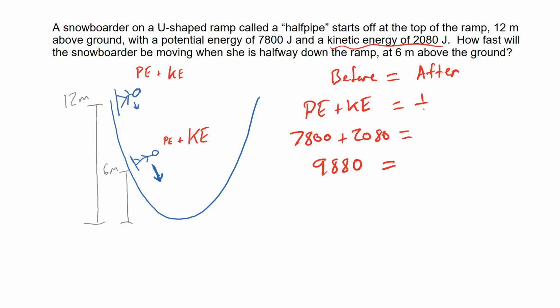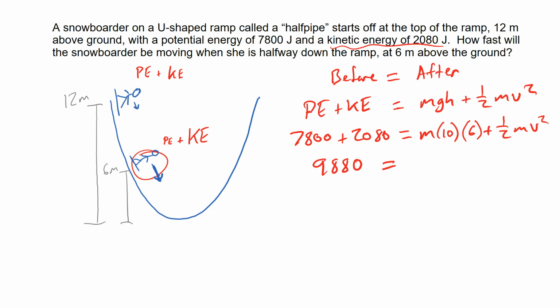Okay. At the end of the problem, when the snowboarder's halfway down the ramp, we know that she's got potential energy, which is equal to mgh, and she also has kinetic energy, which is equal to 1/2 mv squared. So we've got to plug in everything that we have. Now we don't know her mass, so I'm going to keep that as a variable for now. But we do know the acceleration due to gravity is 10. And at the point where she's halfway down the ramp, we know that her height above the ground is 6 meters. And we're also trying to figure out what the velocity is at this particular location.